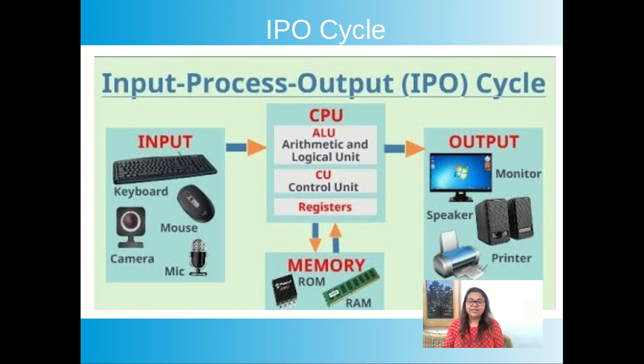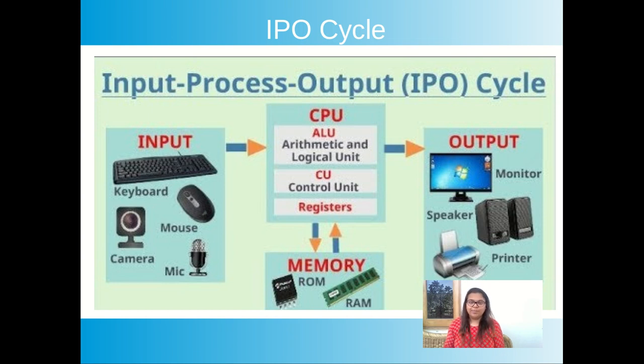Now the CU will send the instruction to the ALU, where the calculation will be made. The ALU is responsible for all the arithmetic and logical operations in your computer. Once the arithmetic and logical operations have been applied, your processed output is displayed on the screen by using the different output devices. In this case, it will be your monitor.